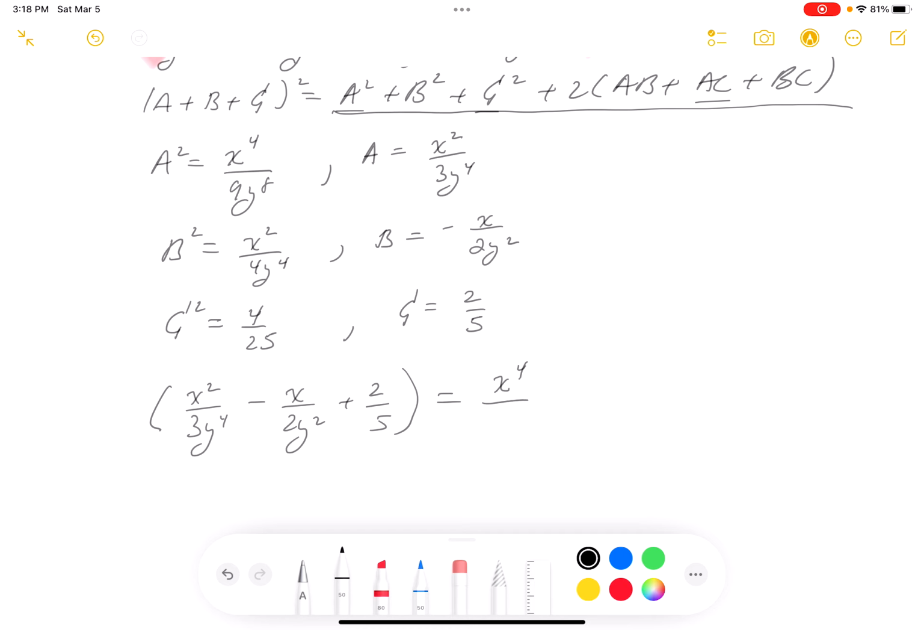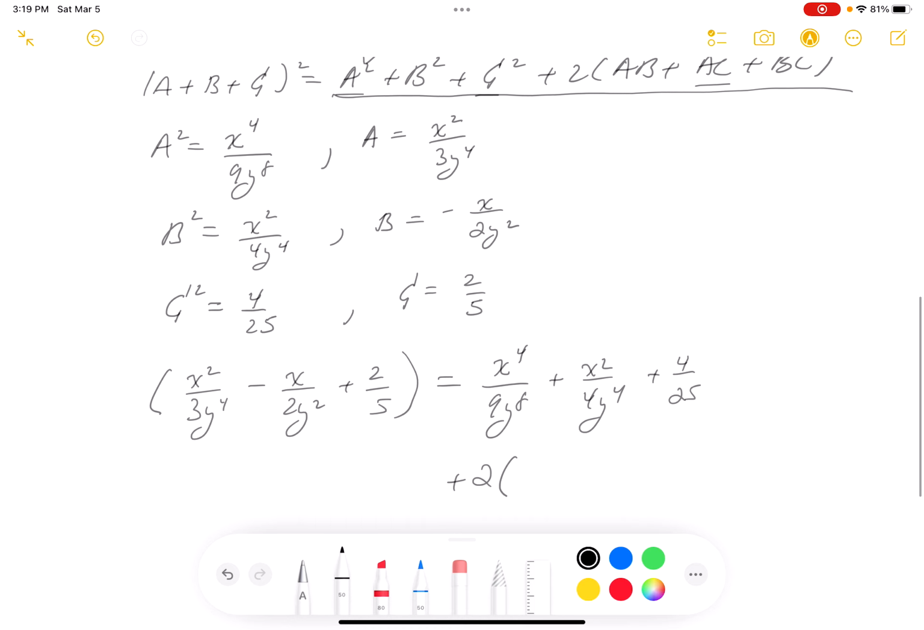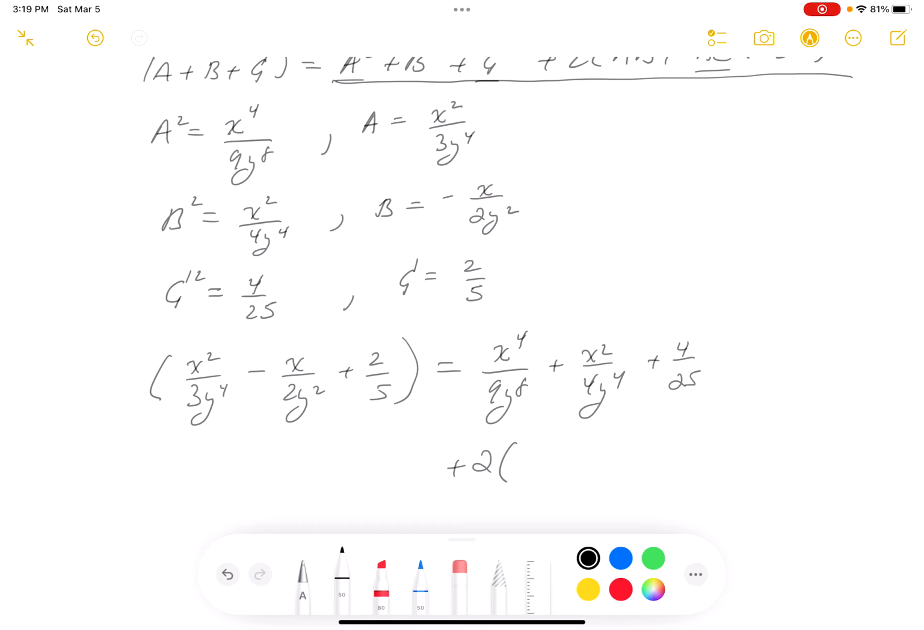x^4 over 9y^8, A squared's done, plus x squared over 4y^4. B squared is done. C squared is just simply 4 25ths. Plus 2. What's A times B? Let's write this down. This is the tricky part, by the way. It's going to be minus x cubed over 6y^6.